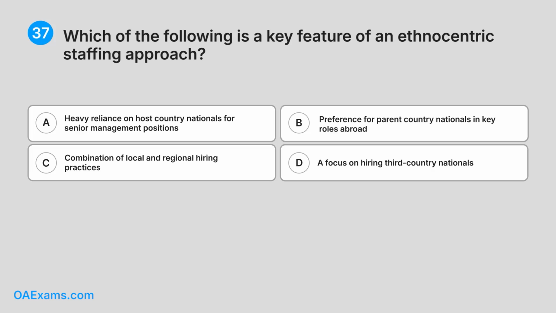37. Which of the following is a key feature of an ethnocentric staffing approach? A. Heavy reliance on host country nationals for senior management positions. B. Preference for parent country nationals in key roles abroad. C. Combination of local and regional hiring practices. D. A focus on hiring third country nationals. Do you know the answer?